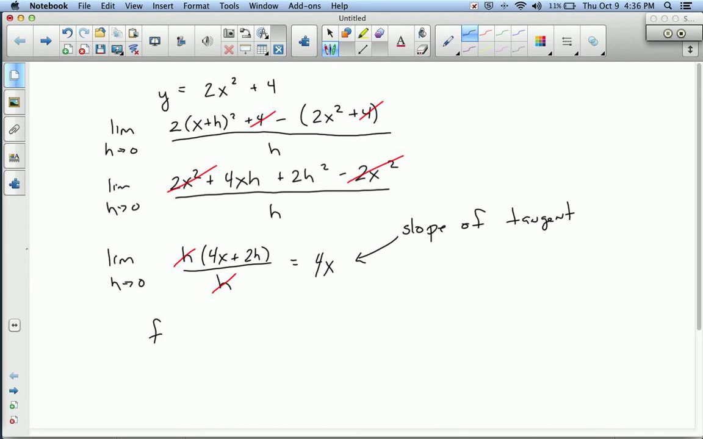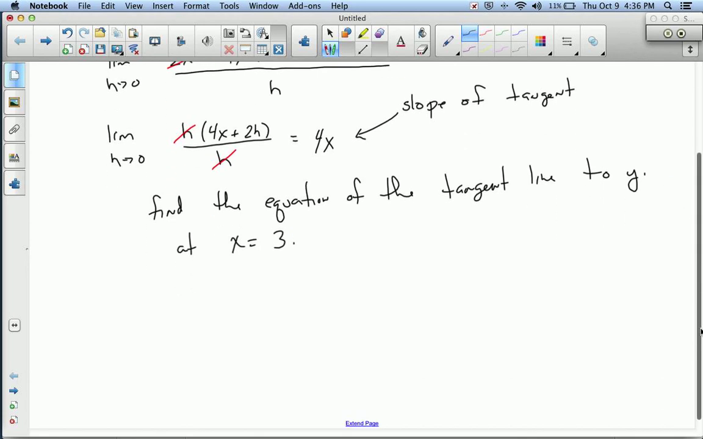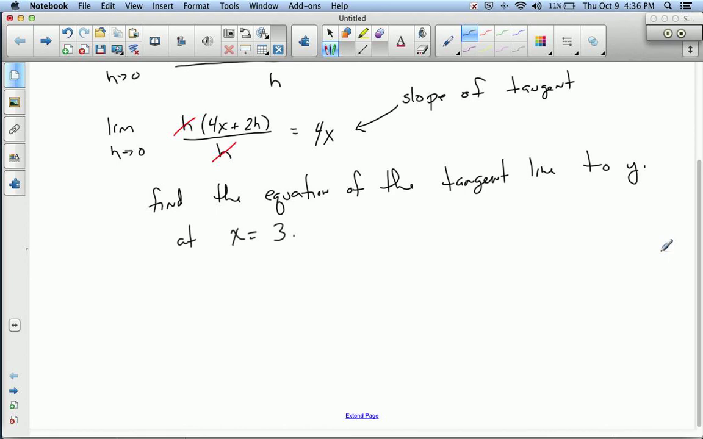So the question is, find the equation of the tangent line to y, our function, at x equals 3. Well, we know to find the equation of any line, we need slope and a point, or slope and an intercept, or 2 points. Those are our options. Well, I have slope. My slope is equal to 4 times 3, which is 12.